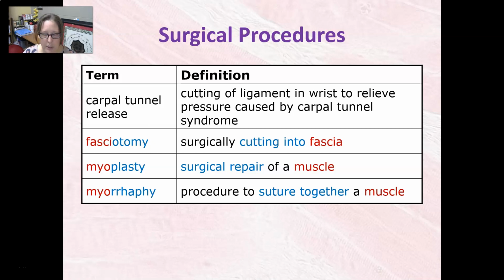Fasciotomy is surgically cutting into the fascia, which is the wrapping around the muscles. Myoplasty is the surgical repair of a muscle. You would do that if you had a torn muscle. And myorrhaphy is the procedure to suture together a muscle, which might have to happen if your muscle is actually torn.